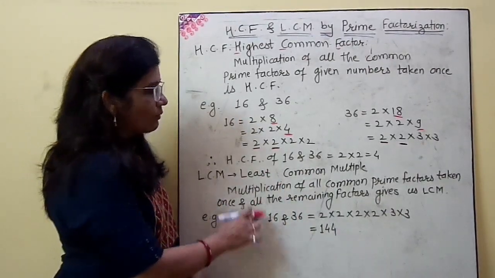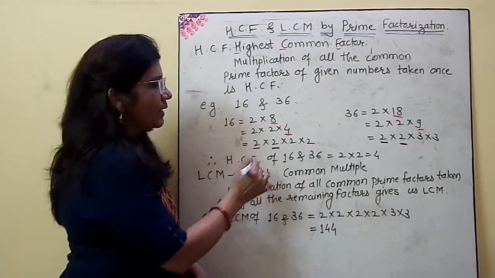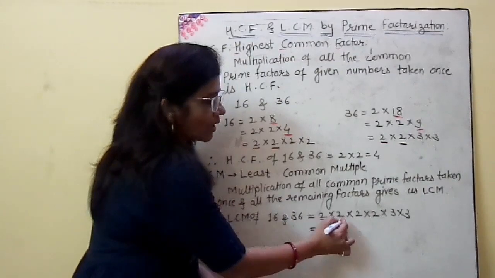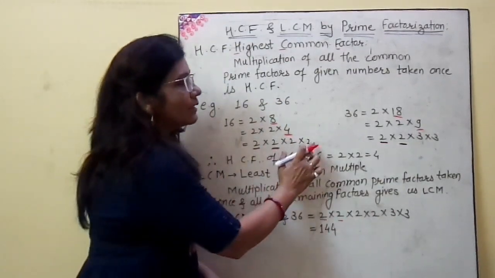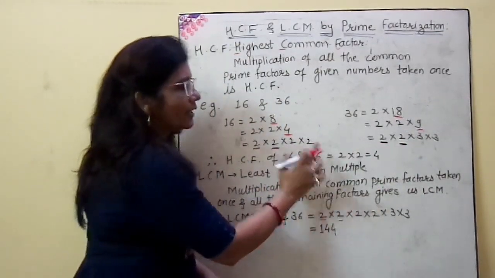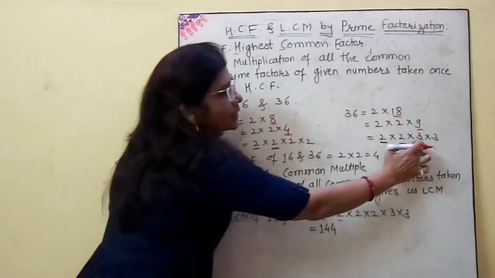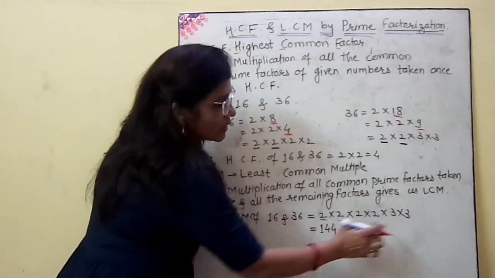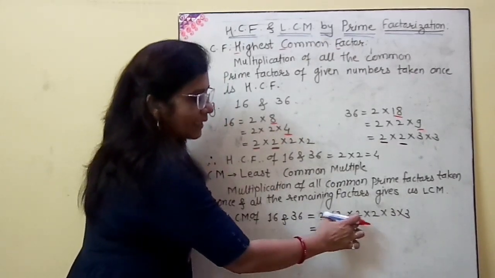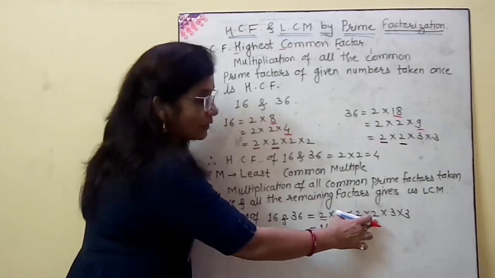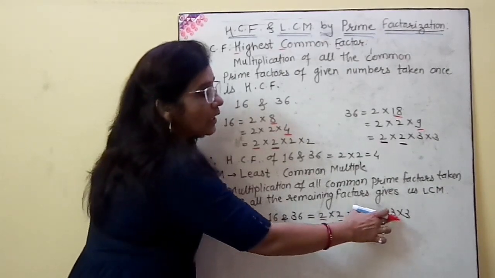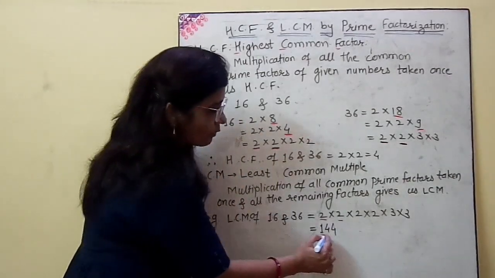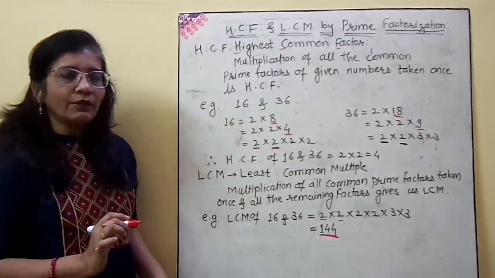So the LCM of 16 and 36 will be this 2 and this 2. These are the common factors, so we write them once. Now all the remaining factors we write once: this 2 and this 2, and these 3 and 3. Now you have to multiply all these numbers. 2 into 2 is 4, 4 into 2 is 8, 8 into 2 is 16, and 16 into 9 is 144. So the LCM of these two numbers is 144.